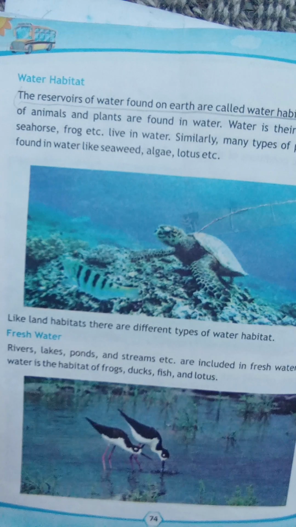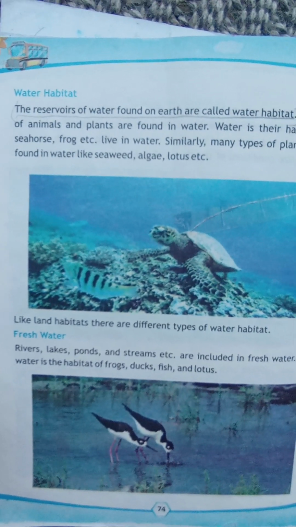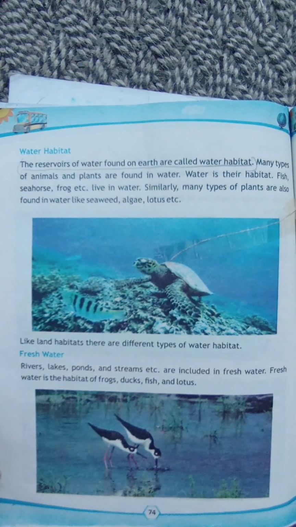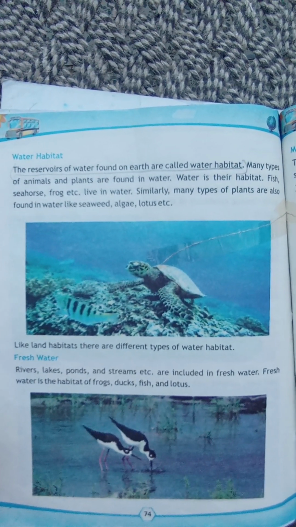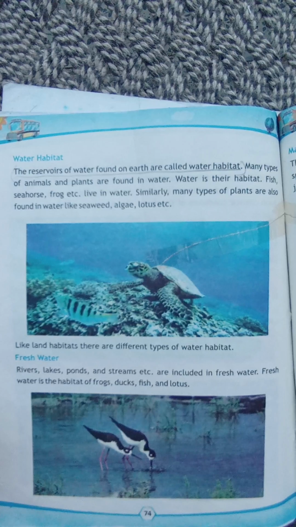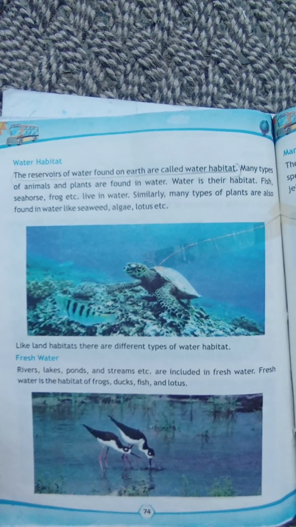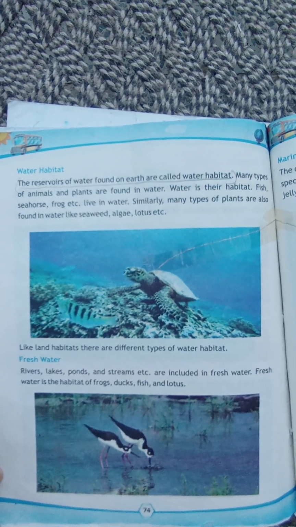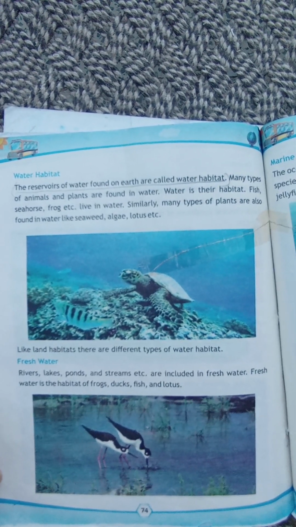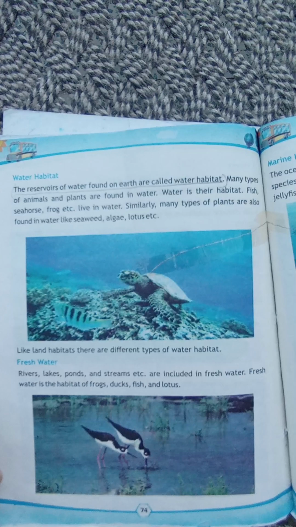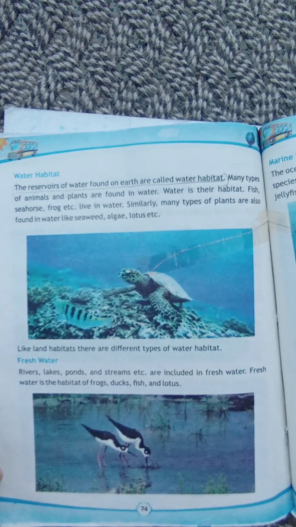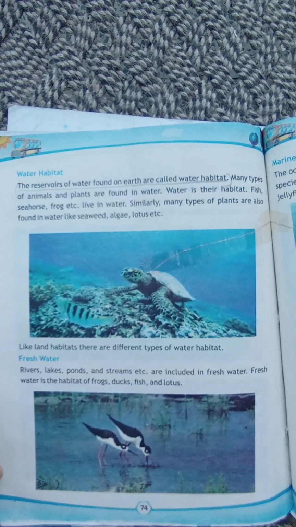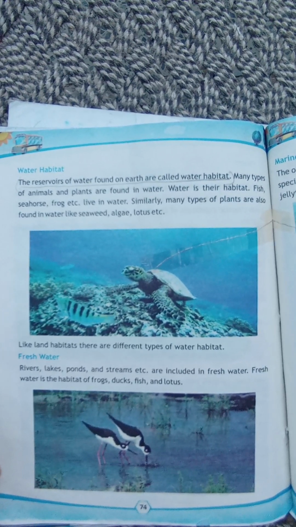Water habitat. The reservoirs of water found on Earth are called the water habitat. Many types of animals and plants are found in water. Water is their habitat. Fish, seahorse, frog, etc. live in water. Similarly, many types of plants are also found in water, like seaweed, algae, lotus, etc.